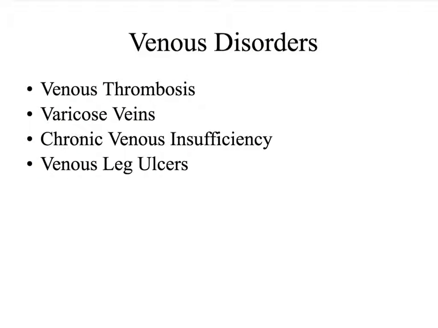This is a list of the venous disorders that we will discuss for this presentation. Venous thrombosis, which is a clot within the veins. Varicose veins, which are engorged, swollen veins due to incompetent valves. Chronic venous insufficiency is basically the cause of varicose veins. It means that the valves within the veins are incompetent and they cause venous insufficiency. And venous leg ulcers are a result of prolonged venous insufficiency.